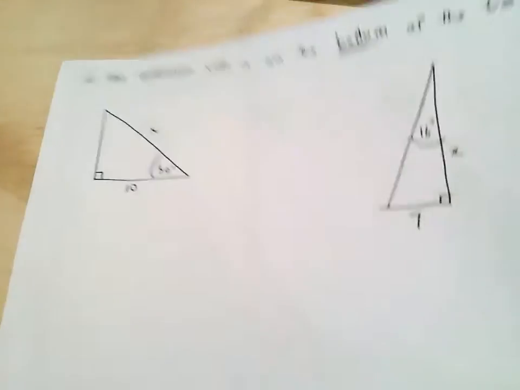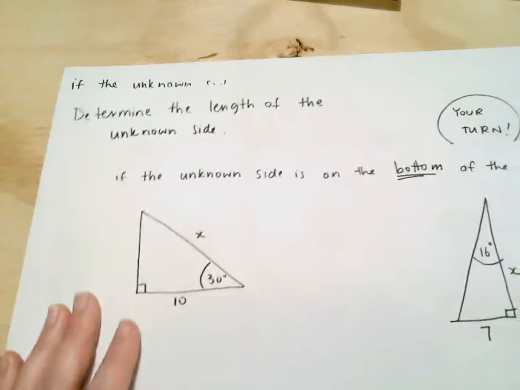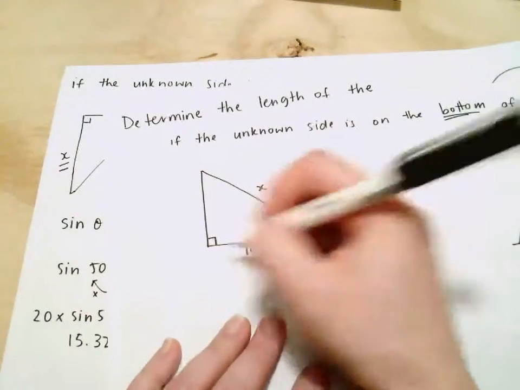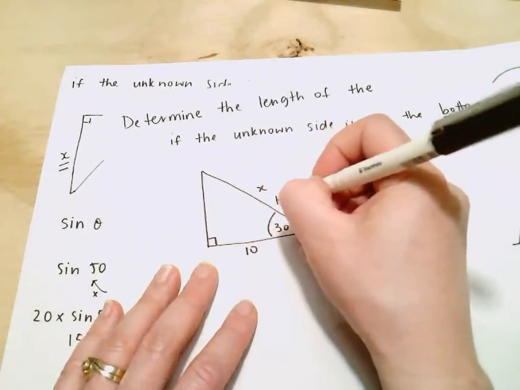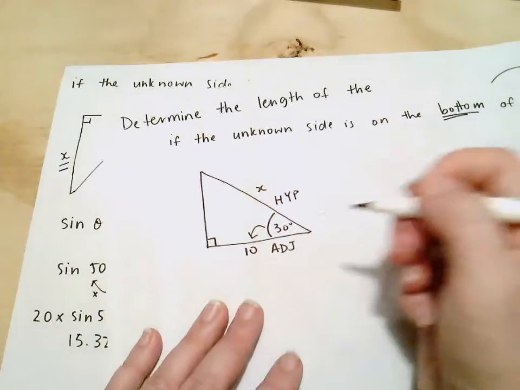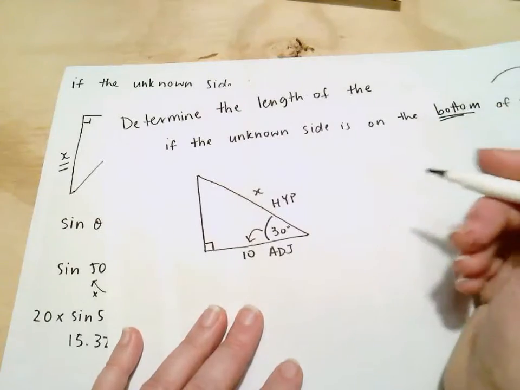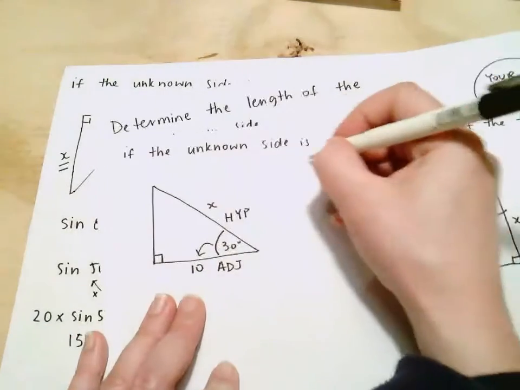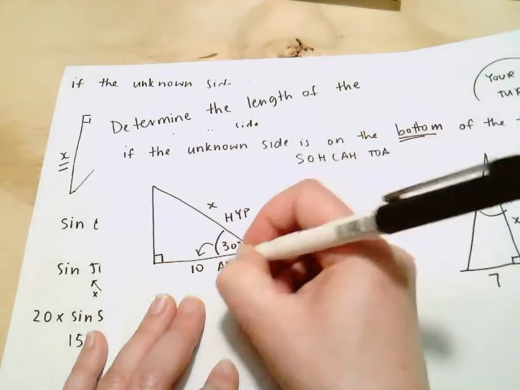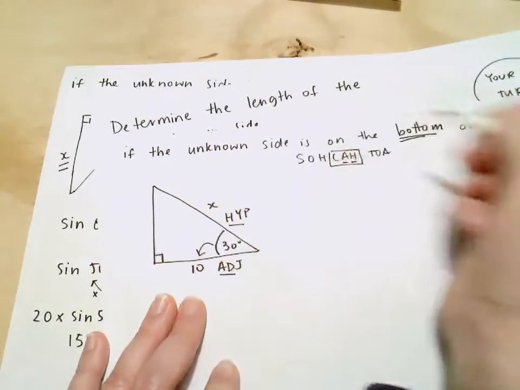Alright, the next scenario is if the unknown side is on the bottom of the fraction. So this was the same as the example that I gave before. So let's just do the setup again. Label my sides first. This is my hypotenuse. This is my adjacent side because it's next to it. Adjacent and hypotenuse, which ratio do I need to use? Hopefully you can remember SOHCAHTOA. Adjacent and hypotenuse, I'm interested in these ones, so I'm interested in cos.